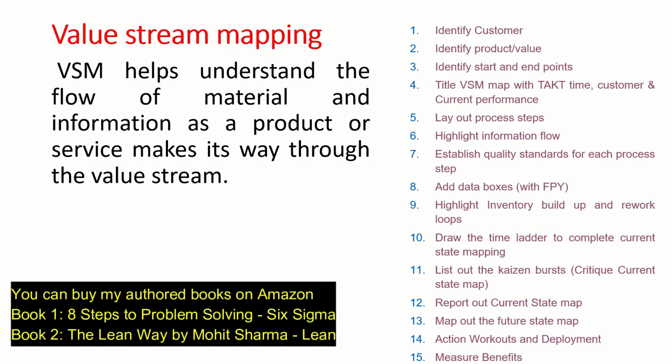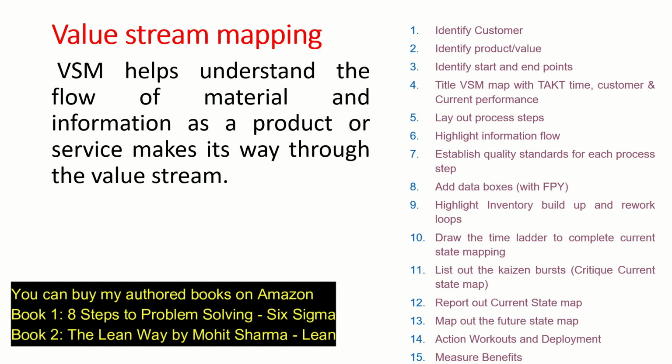What are the steps that are needed to create a value stream map? You need to first identify the customer, identify the product or the value, identify the start and the end points, give a title to the VSM map, calculate the takt time, the customer and the current performance, lay out the process steps, highlight the information flow, establish the quality standards for each process step, add data boxes with first pass yield, highlight the inventory build-up and the rework loops. Draw the time ladder to complete the current state mapping.